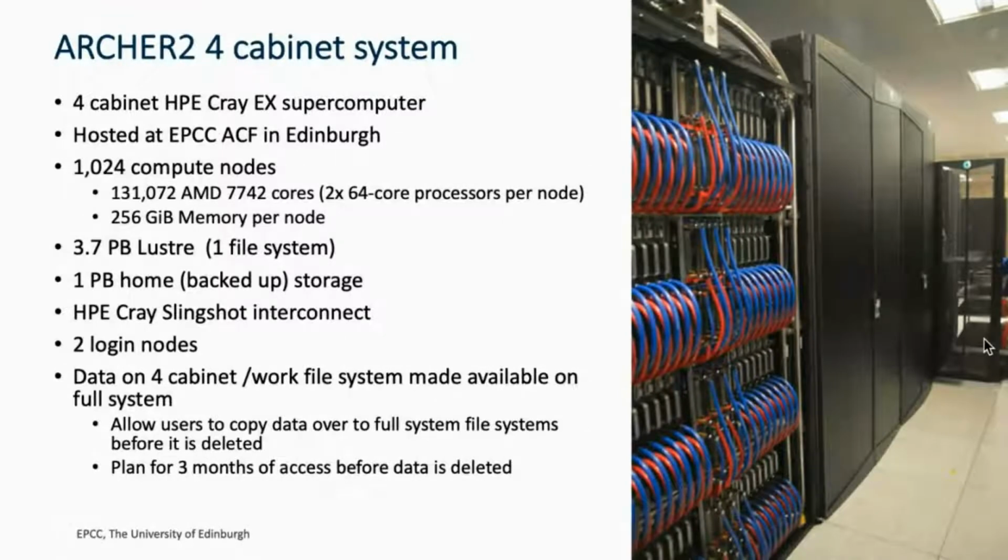But I should say it's got a lot fewer compute nodes than ARCHER, and I'll provide a few more details on that in a few slides' time. Each of the compute nodes has 256 gigabytes of memory. It's got one file system, which is almost 4 petabytes. It's got all of the home storage that's due to come with the ARCHER2 service itself, which is a petabyte.